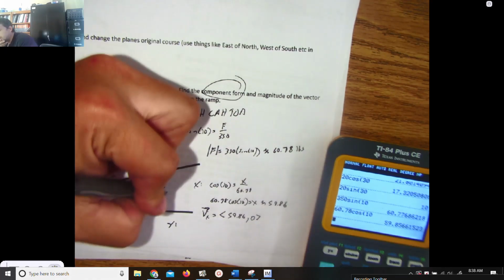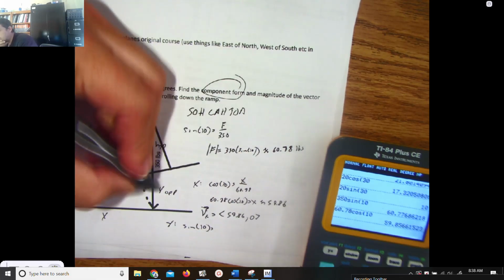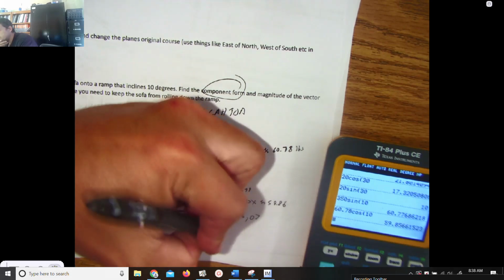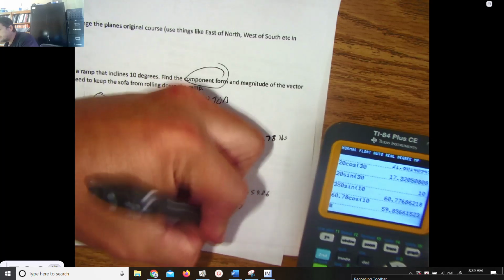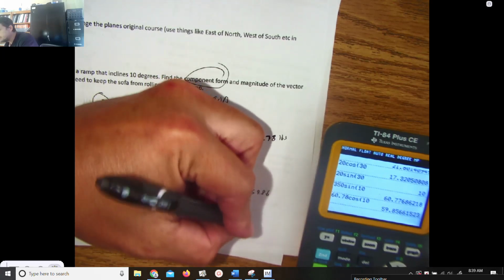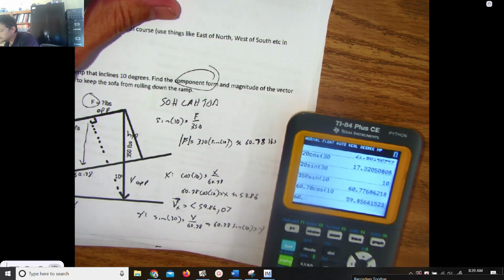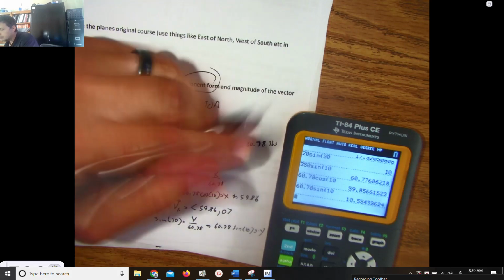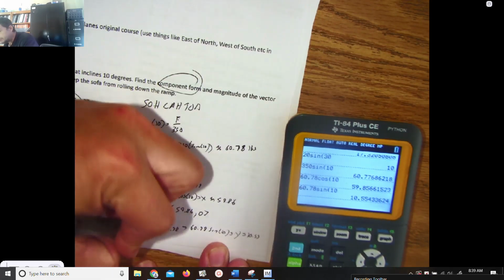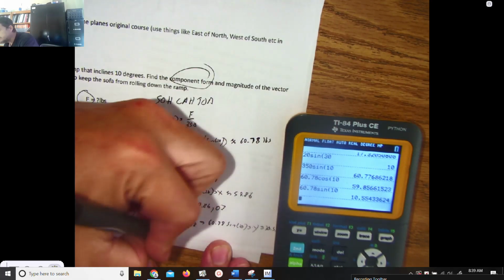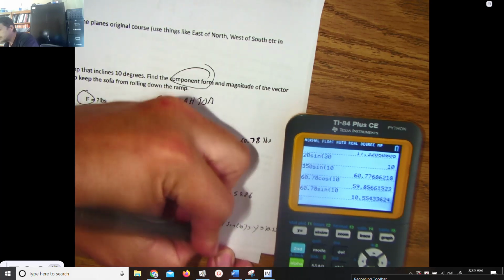Talking about y, I have opposite over hypotenuse. That's a sine ratio. The sine of 10 degrees is y over 60.78. And then I just cross multiply. 60.78 sines of 10 degrees is my vertical component. And it is 10.55. So my vertical component of vector v has no horizontal component and 10.55 on the y.